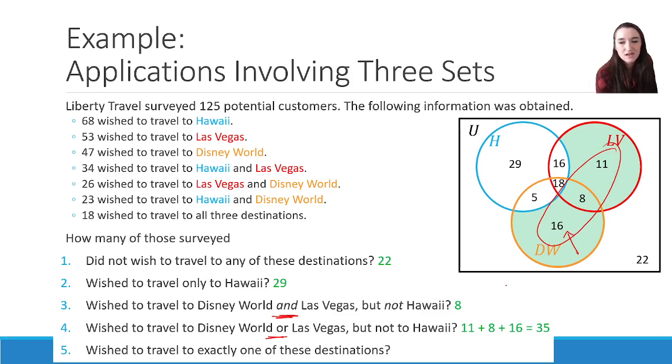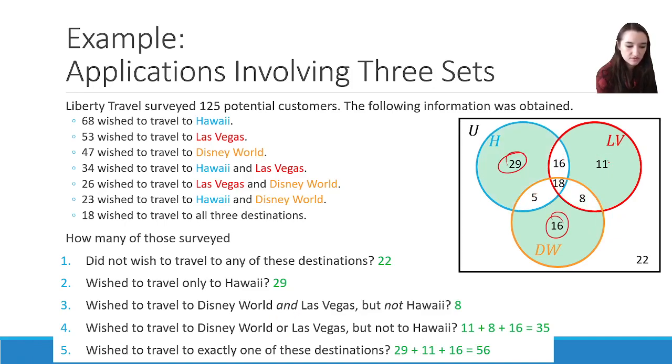So those 16 people did want to go to Disney World or Las Vegas. It just happened to be that they only wanted to go to Disney World. But that's still part of that or statement. Those 11 people only wanted to go to Las Vegas, but that is one of Disney World or Las Vegas, as long as we cut out the Hawaii ones. So adding those 3 together is 35. And finally, how many wish to travel to exactly one of these destinations? Well, exactly one are these 3 sections. So we take 29 plus 11 plus 16 equals 56.